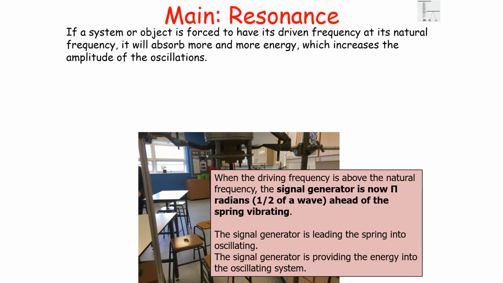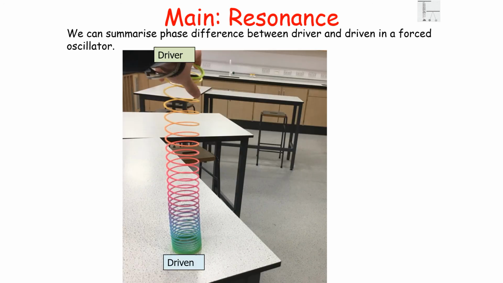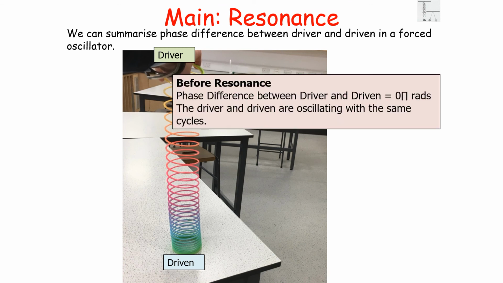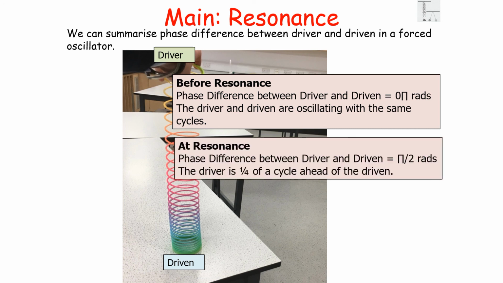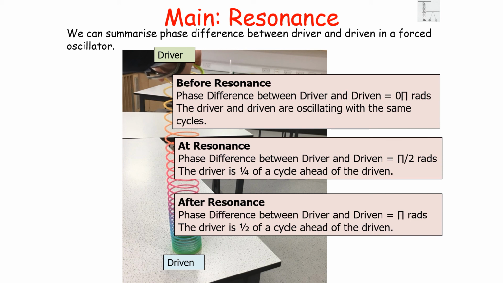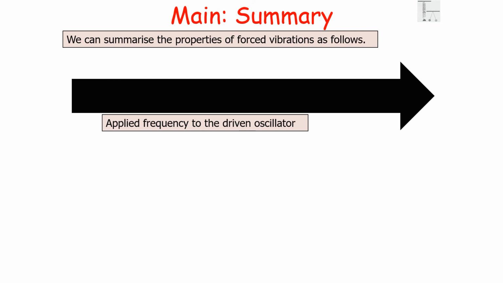Now when the driving frequency is above the natural frequency, you no longer have resonance, and so the driver is pi radians, or half a wave, ahead of the driven, in this case the spring vibrating. Again, the driver is ahead of the driven because that's what's providing the energy into the system. So we can summarize the difference in the following situation. Before resonance, the phase difference between the driver and the driven is 0 radians. They are in phase. At resonance, the driver is a quarter of the cycle ahead of the driven, or pi over 2 radians ahead, and after resonance, the driver is half a cycle ahead of the driven, or pi radians ahead.